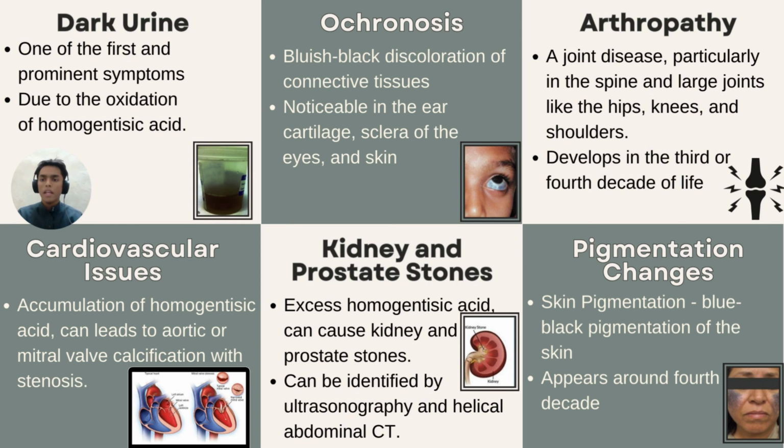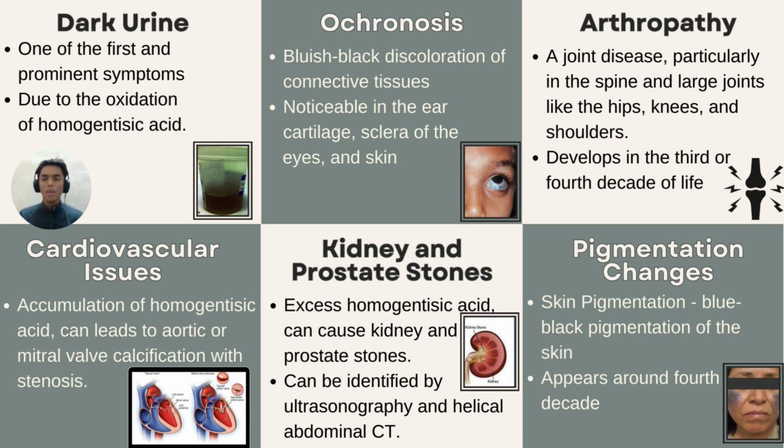Apart from that, the excess homogentisic acid can lead to the formation of kidney stones and stones in the prostate. This can be identified by using ultrasonography and the helical abdominal CT scan.